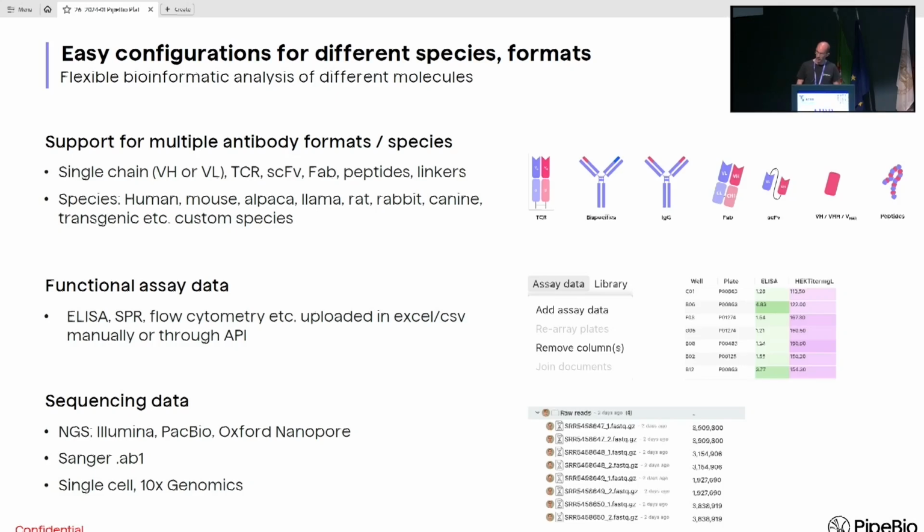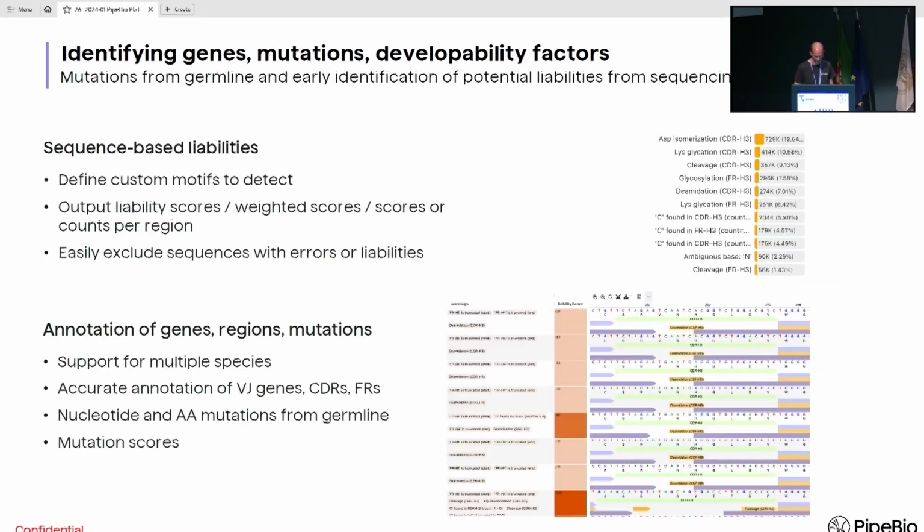On top of the sequence data, we also have support for functional data, so you can also add your ELISA data, your SPR data, or whatever other types of data you actually have, and you can associate that with your sequences. So these are all screenshots from the app.